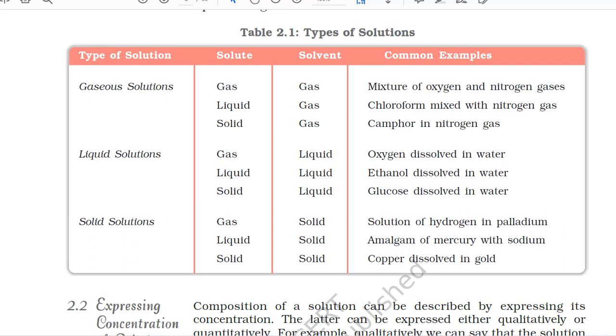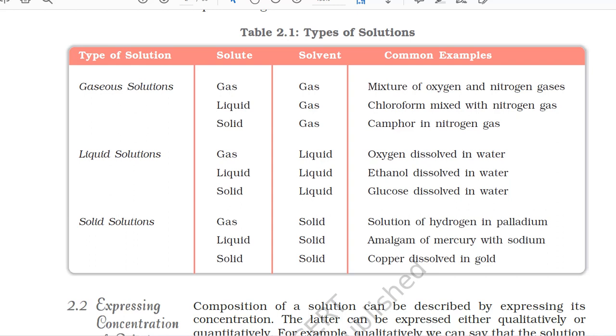Type of solution: liquid solutions. Solute, gas, solvent, liquid. Common examples: oxygen dissolved in water. Solute, liquid, solvent, liquid. Common examples: ethanol dissolved in water. Solute, solid, solvent, liquid. Common examples: glucose dissolved in water.